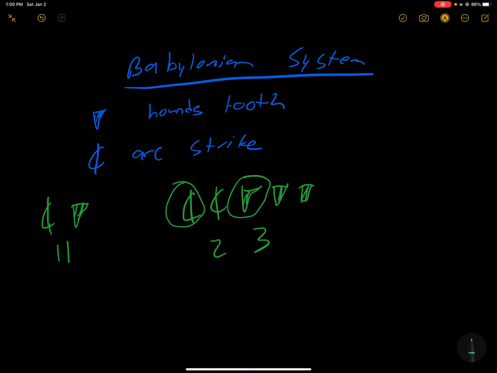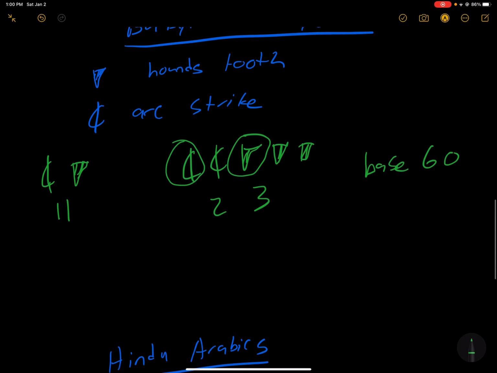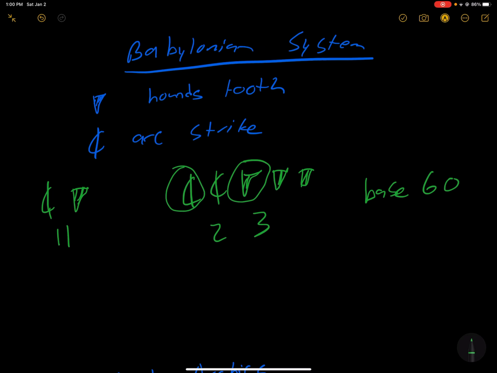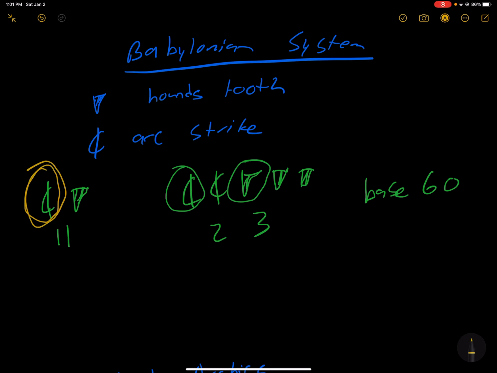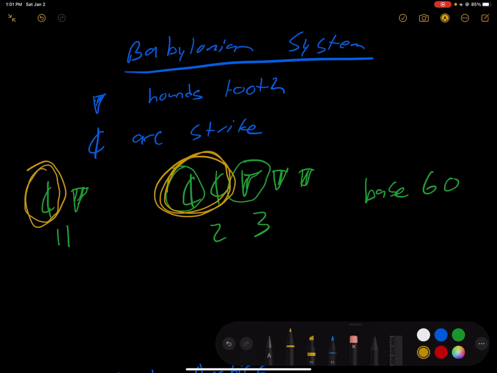And the way we fix that is we choose a base for this number system. The Babylonian number system was in base 60. And what does that mean? Well, that means you see these arc strikes. I'll change my color. These arc strikes are in front of the hound's tooths, and they mean 10. So this is 2 arc strikes in front of 3 hound's tooths, so it means 20 in front of 3.